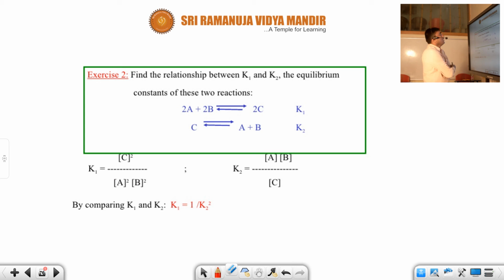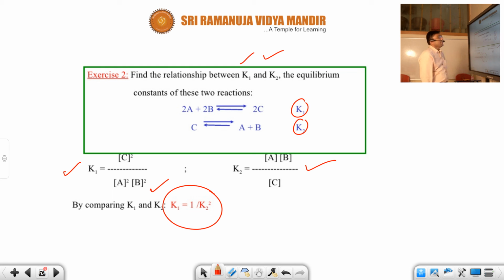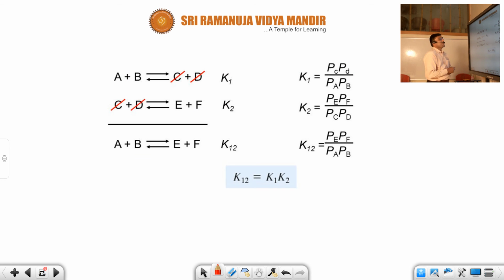Very simple question. So here find the relationship between K1 and K2. Here this is K1 and this is K2. Now students try to understand what is the relationship. If you see the first one, you write K1 is equal to C square by A square into B square. Second one you write AB by C. Then the relationship is nothing but K1 is equal to 1 by K2 square. So these are very common questions which you can experience in the competitive examinations. These equilibrium constant questions are very common in the competitive examinations. I hope you'll solve such questions.